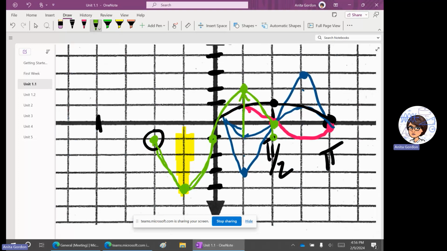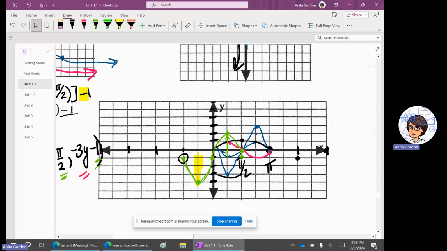It is shifted over by pi by 2. We said that 2 squares is pi by 2, but we're moving it left. So my starting point is here at negative pi by 2. And we've shifted it down 1. So it's off of the x-axis down 1. So we did that correctly.